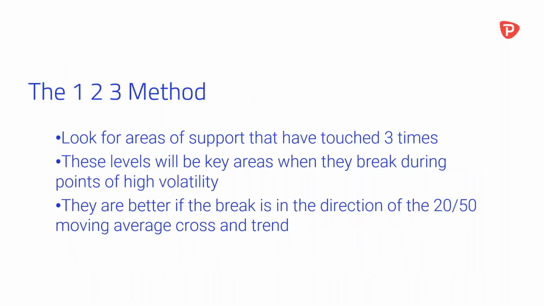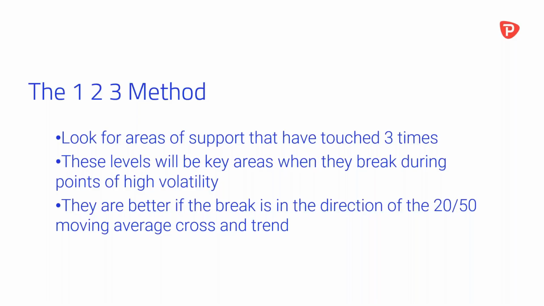So Ty, let's move on to one of the final methods we're going to be talking about today, and that's the 1, 2, 3 method. I think it's really helpful for beginners and intermediates in terms of analyzing key support and resistance levels. What we want to be looking for is areas of support or resistance that have been touched 3 times. We want to recognize that these levels will be key areas when they break during points of high volatility like we are seeing now.